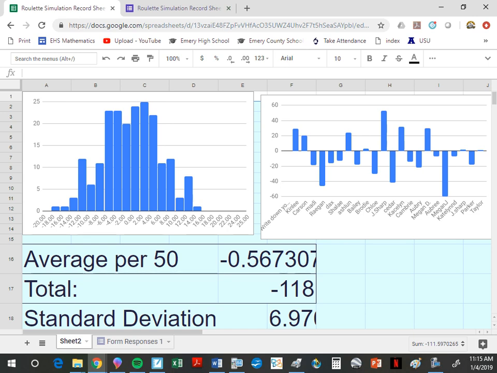Oh, right there. Hey, I did it. I did it for you. It's right there. What does that number mean? Every time you play 50 spins and you bet $1 on red, you're expected to lose 56 cents. Now it starts to seem a little less appealing, right? Okay. Now, is that number accurate? Well, we'll find out here in a little bit.